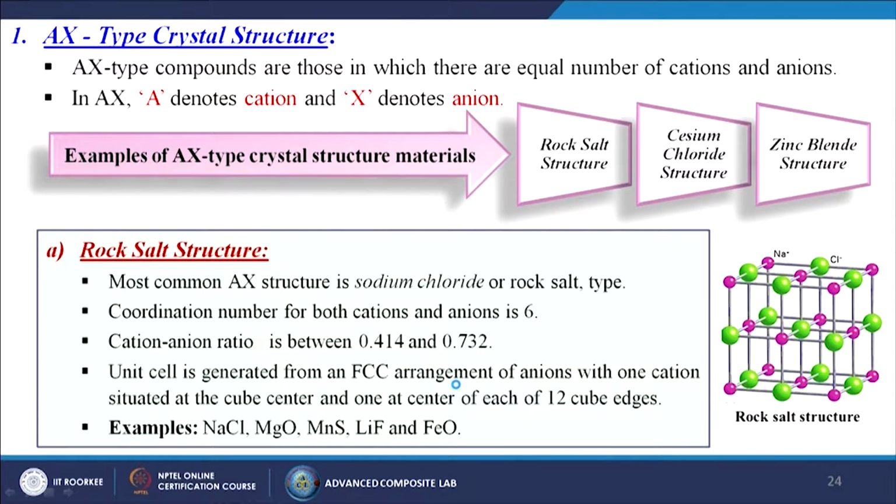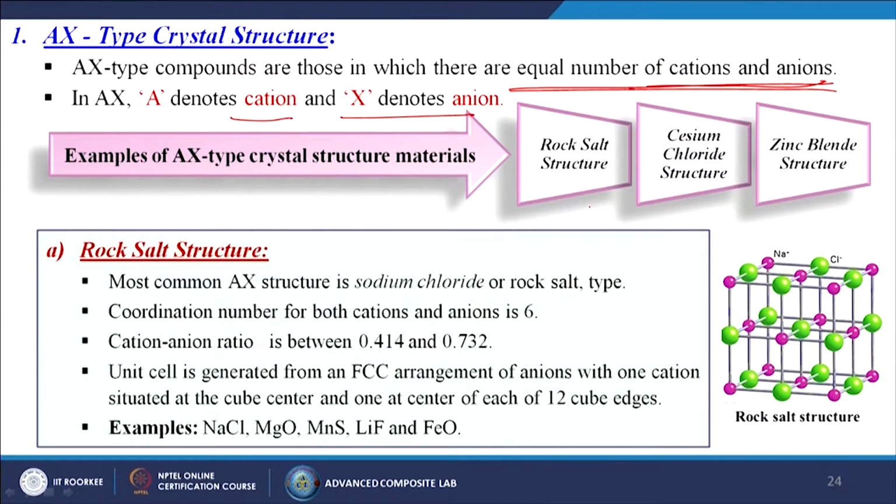Now, we are going to discuss the AX type crystal structure. AX type compounds are those in which there are equal numbers of cations and anions, this is the vital point. In AX, A denotes the cation and X denotes the anion. Examples of AX type crystal structures are rock salt, or sodium chloride, cesium chloride, and zinc blende structures.